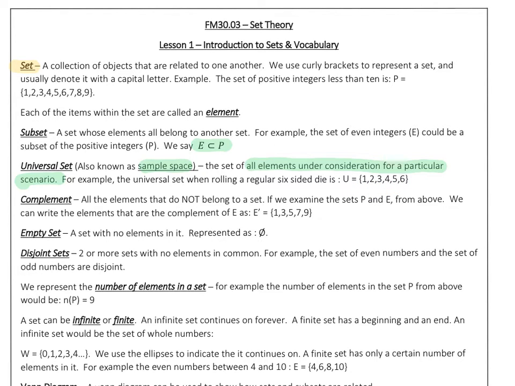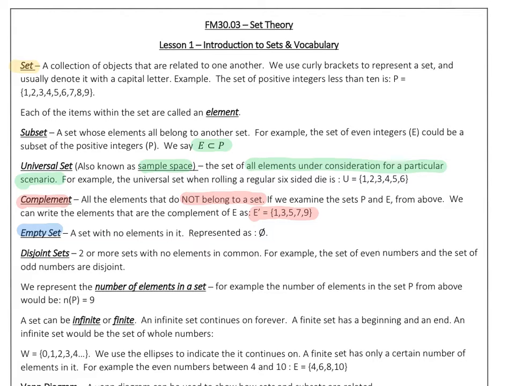The complement of a set is all elements that do not belong to that set. If we examine the sets P and E from above, the positive integers from 1 to 10 and the even ones, 2, 4, 6, 8, the complement of E, which we write as E with an apostrophe at the top, would be 1, 3, 5, 7, and 9, because those are not even numbers.